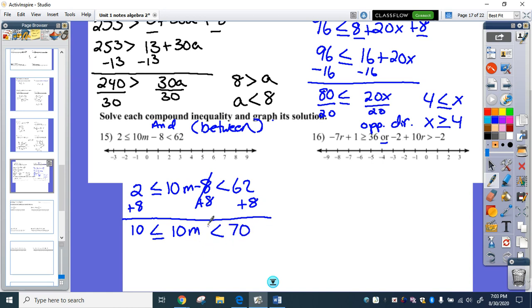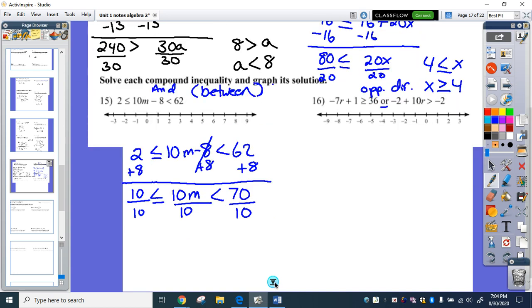Now, in order to get the m by itself, I have to get rid of the 10. These are being multiplied, so I want to do the opposite. I want to divide everything in this problem by 10. 10 divided by 10 is 1. Leave the sign alone, less than or equal to. These 10s cancel and just leave me with m. 70 divided by 10 is 7.